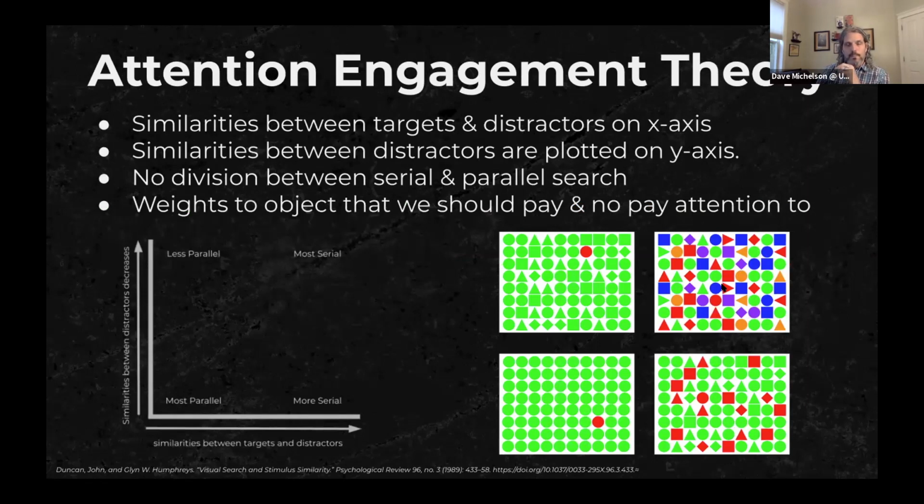A second theory in visual search is attention engagement theory.